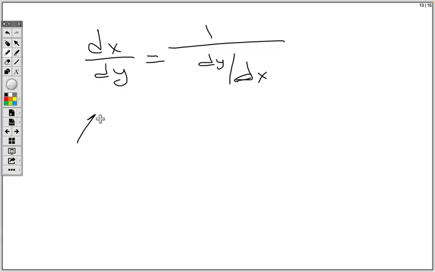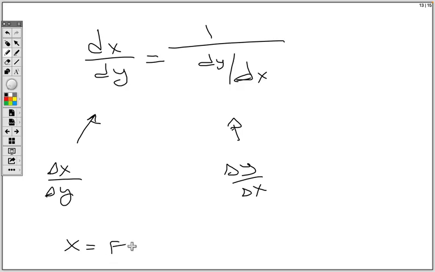Remember that dx/dy is coming from an infinitesimal limit of delta x over delta y. This is coming from an infinitesimal limit of delta y over delta x. But we're actually looking at two different scenarios, x as a function of y versus y as a function of x. And so at the level of derivatives, the slopes are reciprocals of each other.